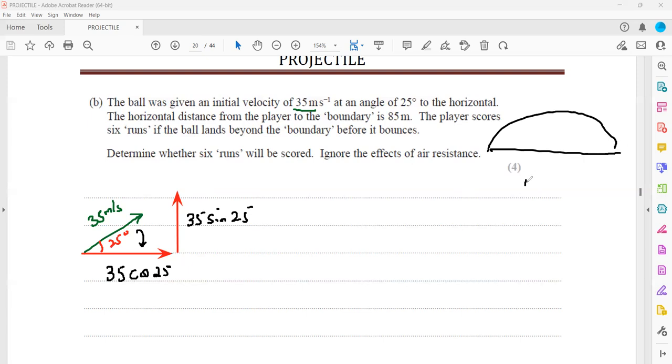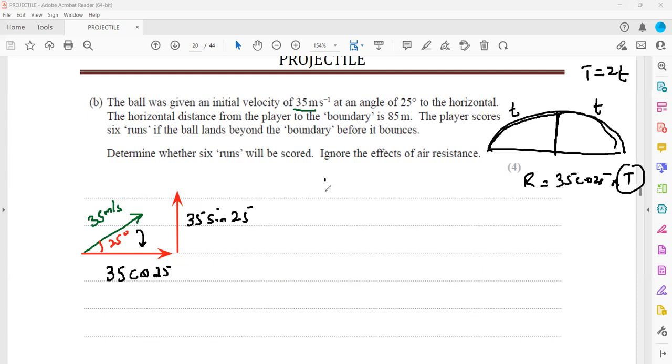If I need the range of the projectile, range is equal to the horizontal component, 35 cosine 25, into the total time of the flight, like how much time it will take to fly, going up and then coming down. So we have 35 cosine 25, but we don't know the time. How do we work out the time? First, we'll find the time to reach the maximum height, and the total time will be twice this. The same time it takes to reach the maximum height, it will take to come down. So the total time will be 2t.